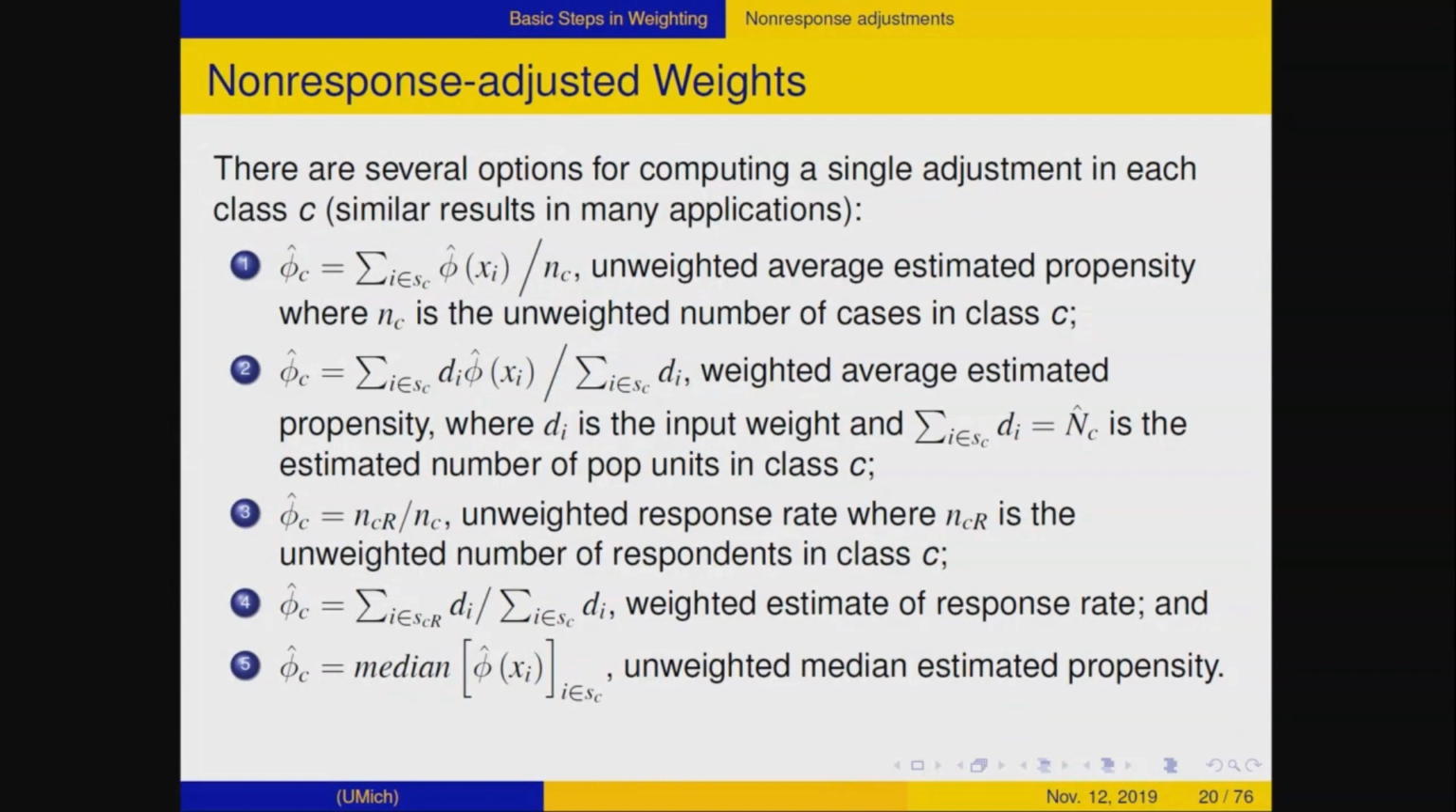All right, so here are 5 different ways of doing the adjustment. Within a cell, you could just take the average of the estimated response propensities. If they string way out, this has the same problem as averages in general. They're affected by outliers. Another one is you take the survey weighted mean of the response propensities. Another choice is you just calculate the unweighted response rate within a cell: number of respondents divided by number of cases in the cell. So that's obviously not affected by outliers. Another one is you get a survey weighted version of that response rate. And then finally, you can take the median of the response propensities, which is real robust to outliers.